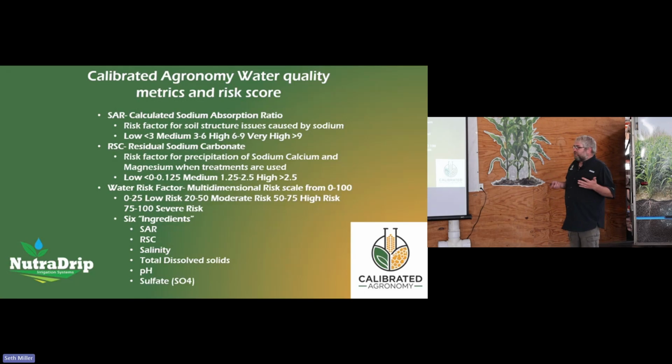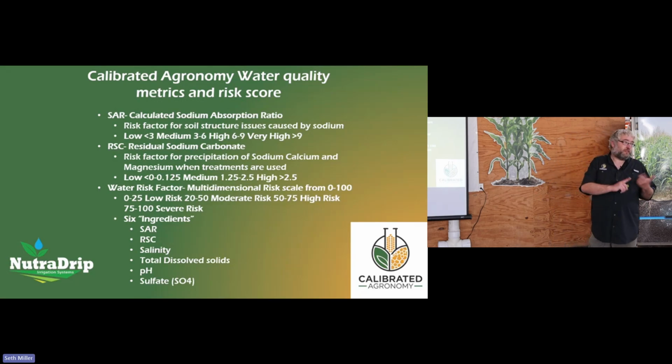So here's just a few things I came up with. Some of these are standard, and then I built kind of a multi-dimensional metric that we're going to keep working through. I think it's going to be pretty handy. So our SAR, calculated soil absorption ratio, because what I'm finding is that there's a few things that'll make a water ugly, when we talk about ugly water. And a lot of it's tied to sodium, it seems like.